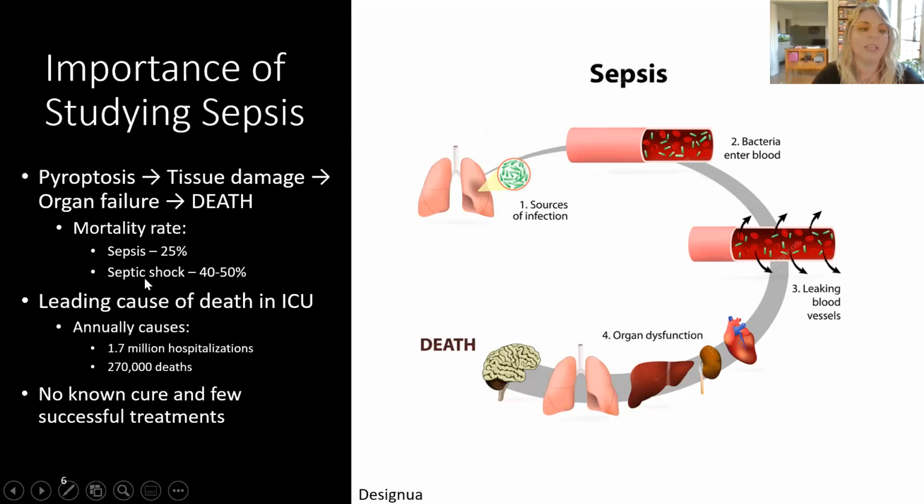And so sepsis is the leading cause of death in intensive care units and is responsible for causing around 1.7 million hospitalizations and 270,000 deaths annually, according to the CDC. And so there is no known cure for sepsis. And since many septic patients arrive at the hospital when organ dysfunction is well underway, there are very few treatments that can help at that point. And so this is why it's so important to study sepsis in order to better understand its pathology.